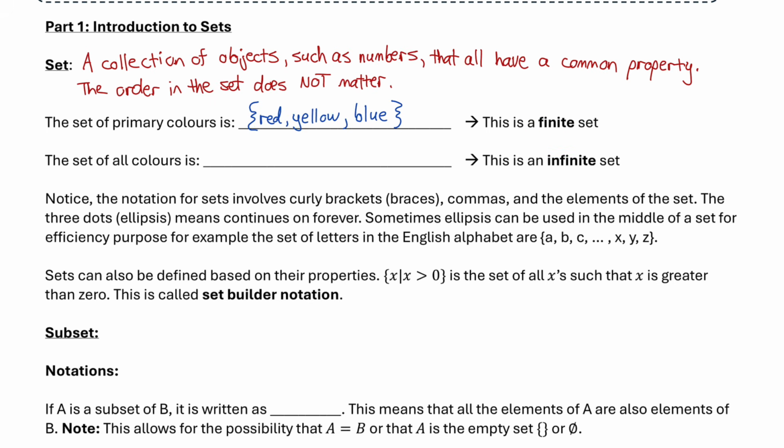But if we look at the next set, it says to write the set of all colors. Well, if I was going to try and write the set of all colors, inside of curly brackets, I could write colors, once again, such as red, yellow, and blue, but I could also write any other color, such as green or yellow, or so on. These three dots here are called an ellipsis, and that just means this set continues on forever. This is what we call an infinite set. There would be no way to write all of the possible colors.